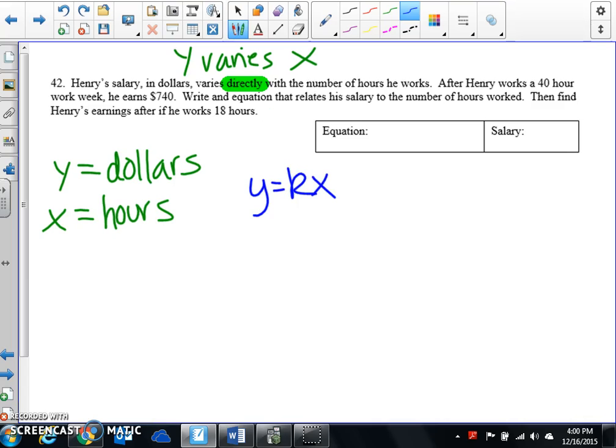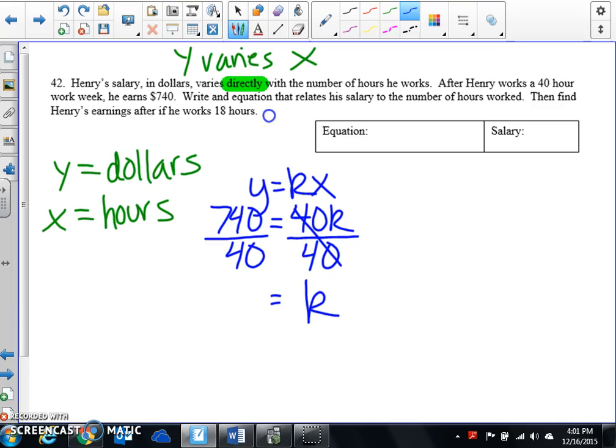Okay, so Henry works 40 hours per week. Hours is my x. And he earns 740. Y is my money, so 740. Divide both sides by 40. K equals 18.5. You could also turn this into a math bracket fraction, which honestly I would, and turn that into 37 halves.